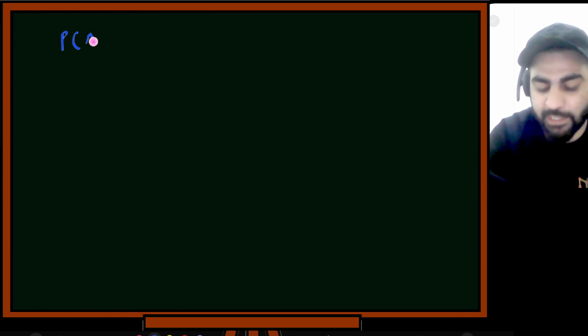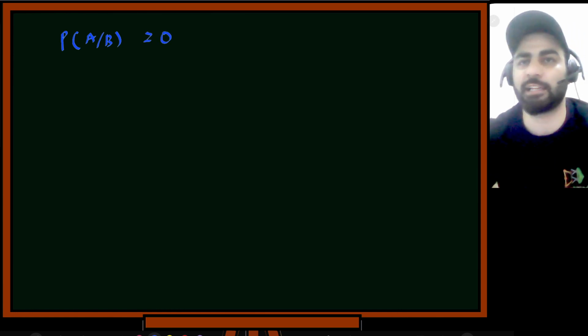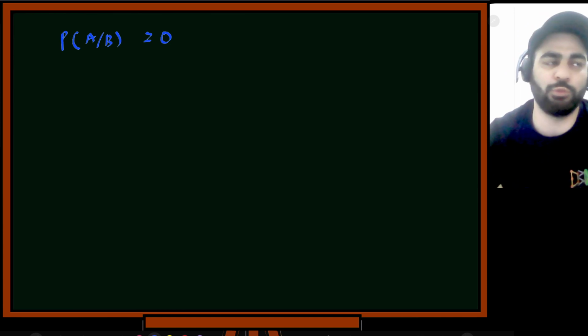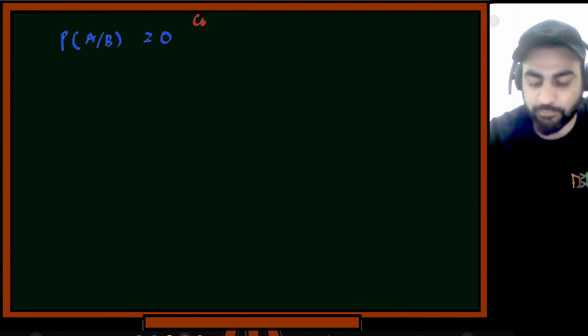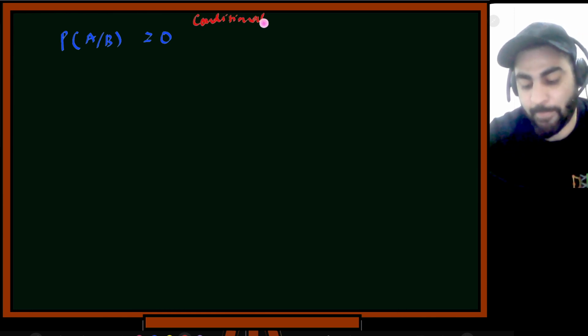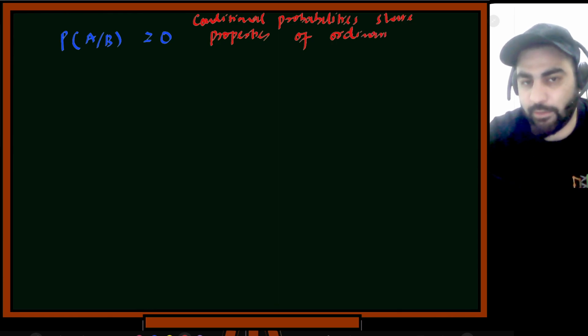Now we'll see that conditional probabilities also share the properties that ordinary probabilities follow. That is, probability of A given B will also follow the axiom that it is greater than or equal to 0. You will not see it equal to, let's suppose, 2, 3, or -1. So I'll write a heading over here: conditional probabilities share properties of ordinary probabilities.